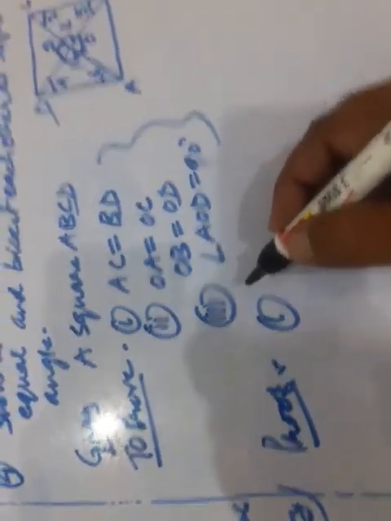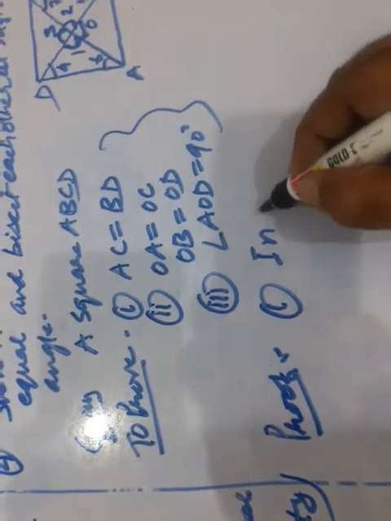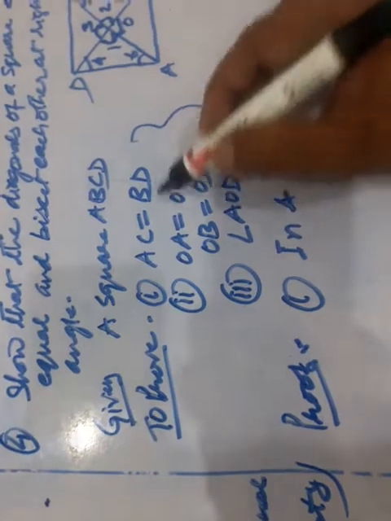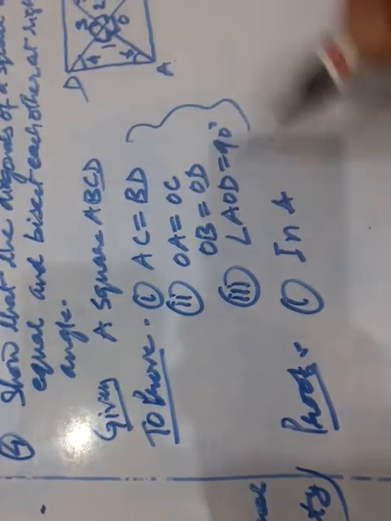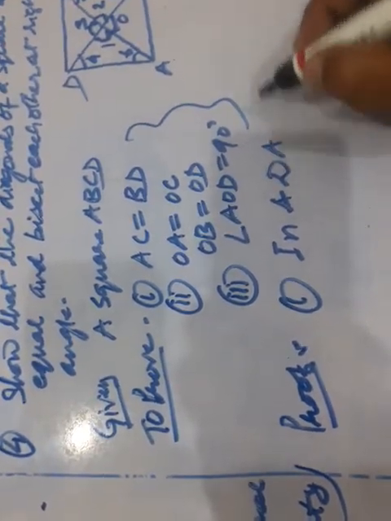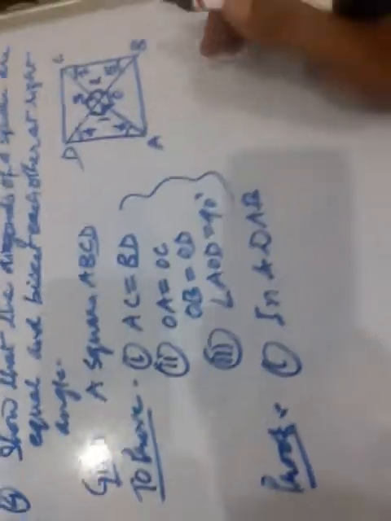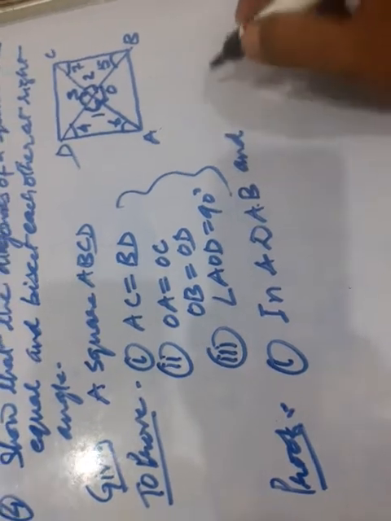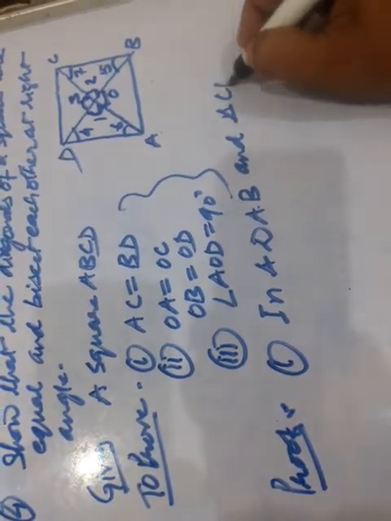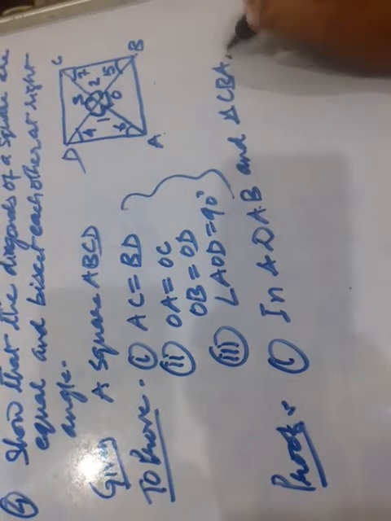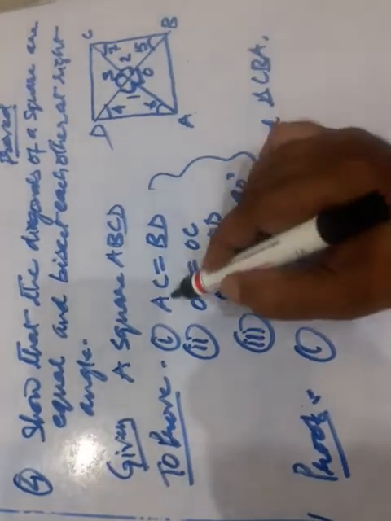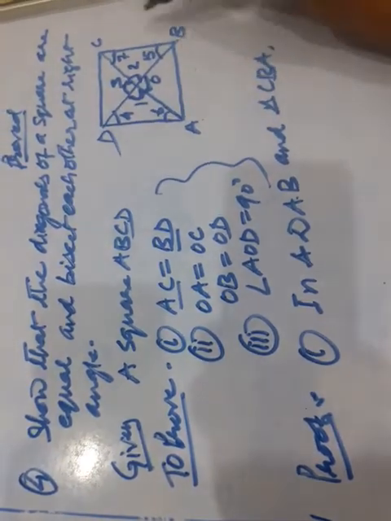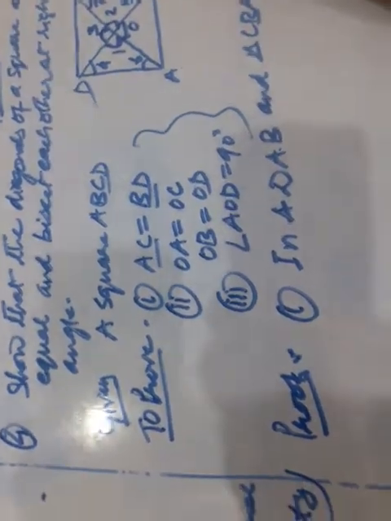In triangle DAB, we have to prove that AC equal to BD. In triangle DAB and triangle CBA. Why have we taken these two triangles only? Because AC equal to BD will come in these two triangles only, DAB and CBA. What do we have, children?